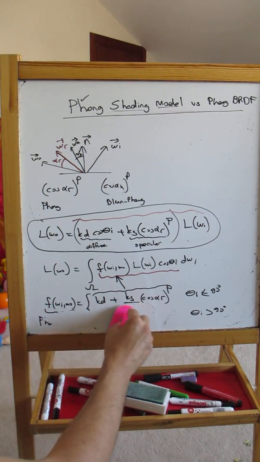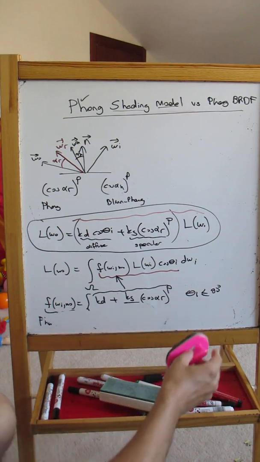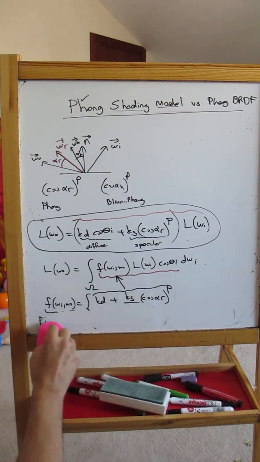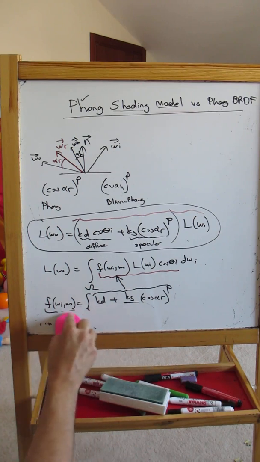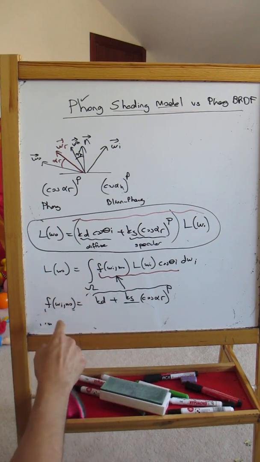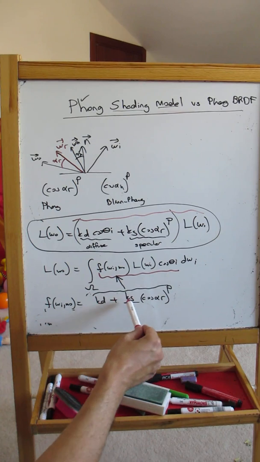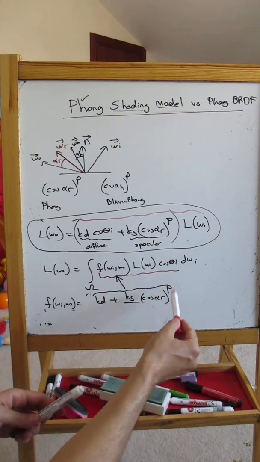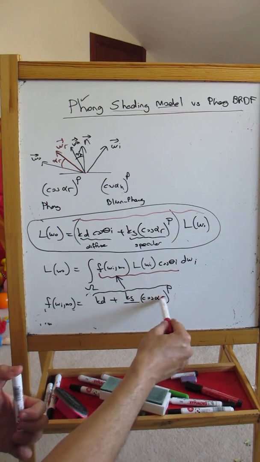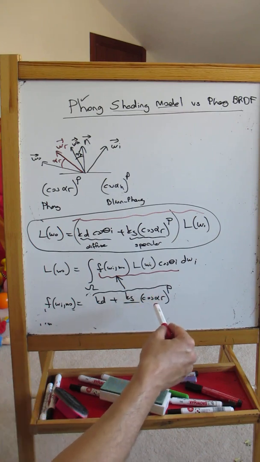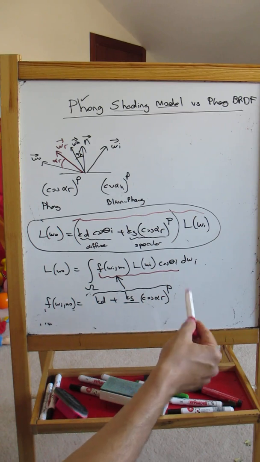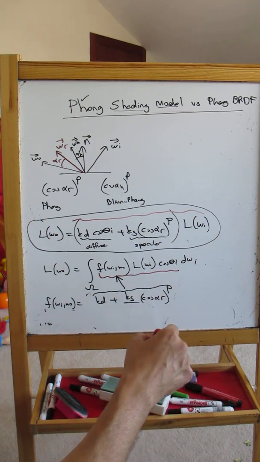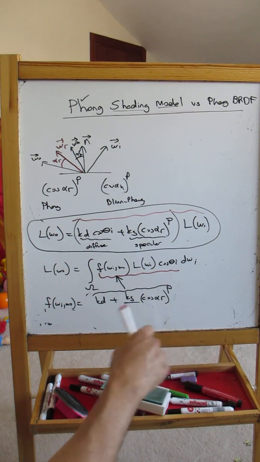Okay, let's clean these parts, and let's have this BRDF like this. Just that. So f is KD plus KS cosine alpha R to the power of n. Of course, when alpha R goes greater than 90 degrees, this becomes negative, and you must clamp it to 0, which means the light is coming from behind the surface.